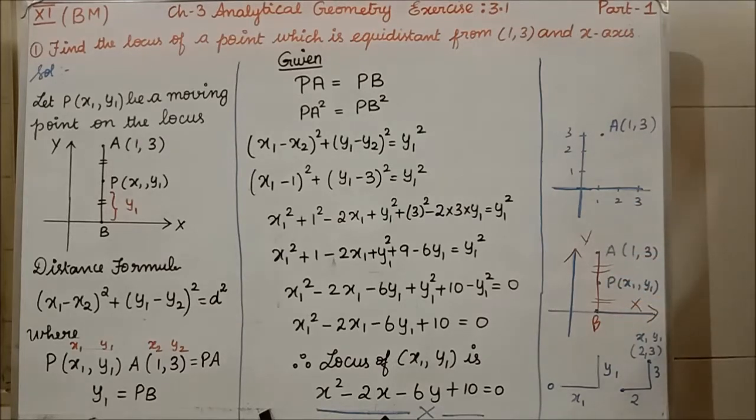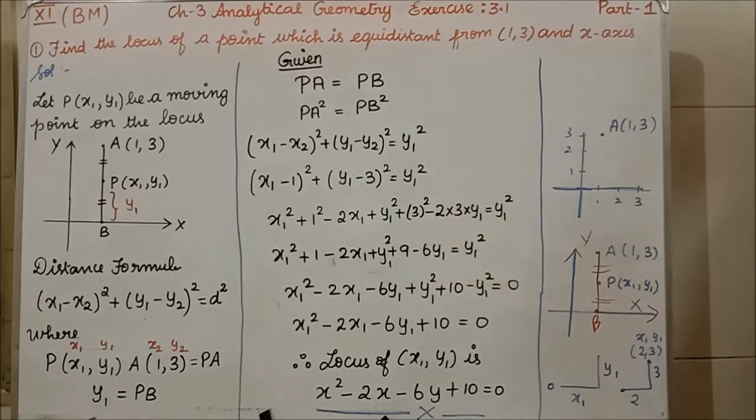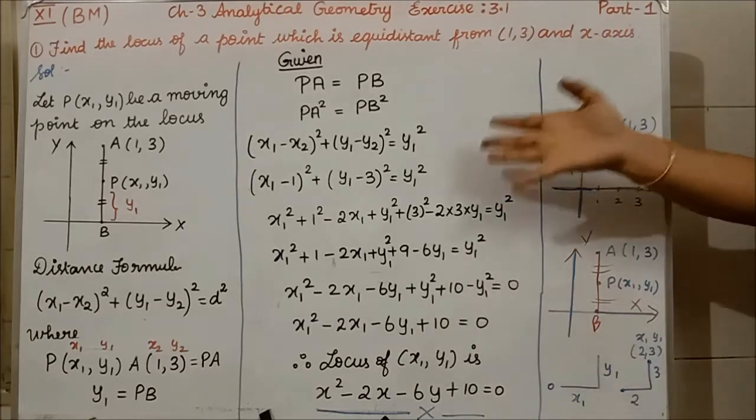What formula are we going to use? The distance formula. You have learned the distance formula from the 9th standard onwards. What is the distance formula? I have written there: (x1 minus x2) the whole square plus (y1 minus y2) the whole square is equal to d square. That is the distance formula. Clear, all of you? Now we'll start the solution.